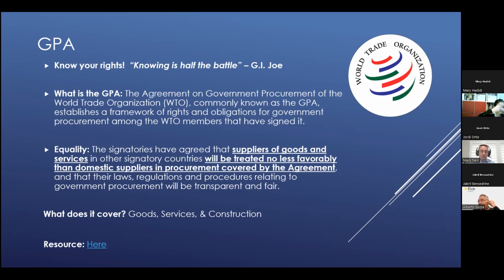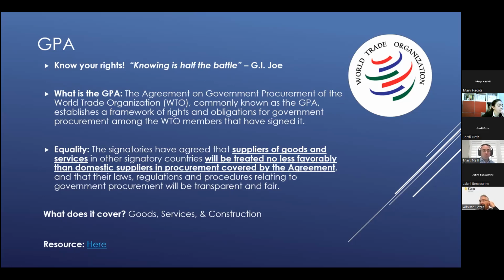So what does it cover? It covers goods, services, and construction. So I believe that applies to all the people on this call. And throughout this presentation, you'll see resource links here. I'll make sure that a copy of this is provided for y'all's use, where we can click on it and you can find out more about each of these topics as we go through it, if you wish to do so.